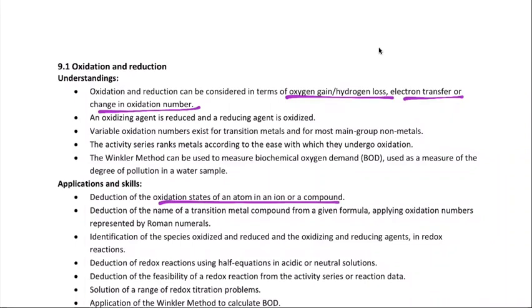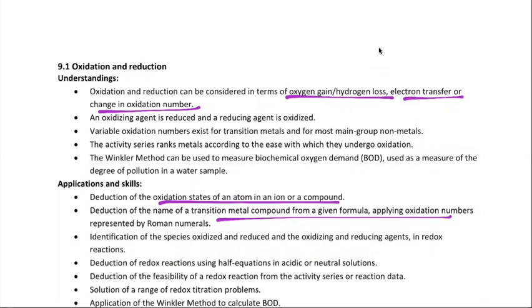And this also relates to why we have those Roman numerals for the transition metals, because that Roman numeral represents their oxidation number. And then we're going to talk about the terms oxidizing and reducing agents, what those mean. There is a specific way that you balance redox equations. It's kind of a multi-step process that you have to go through.